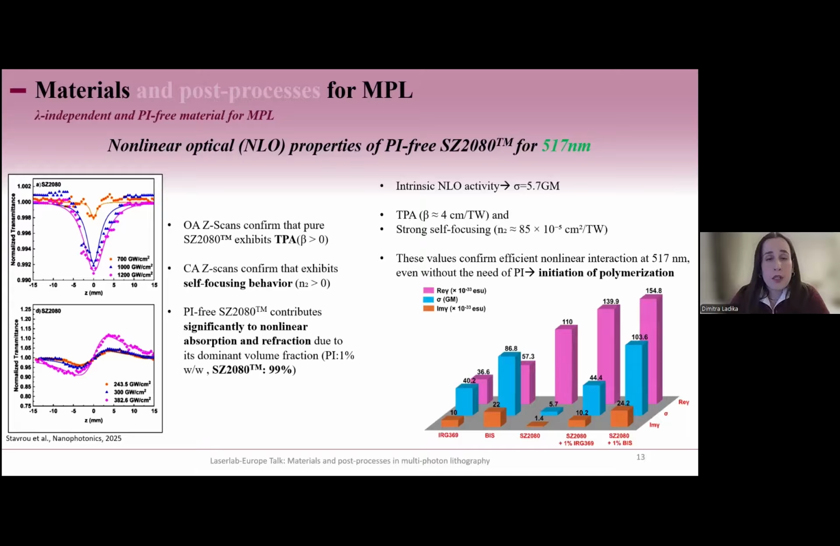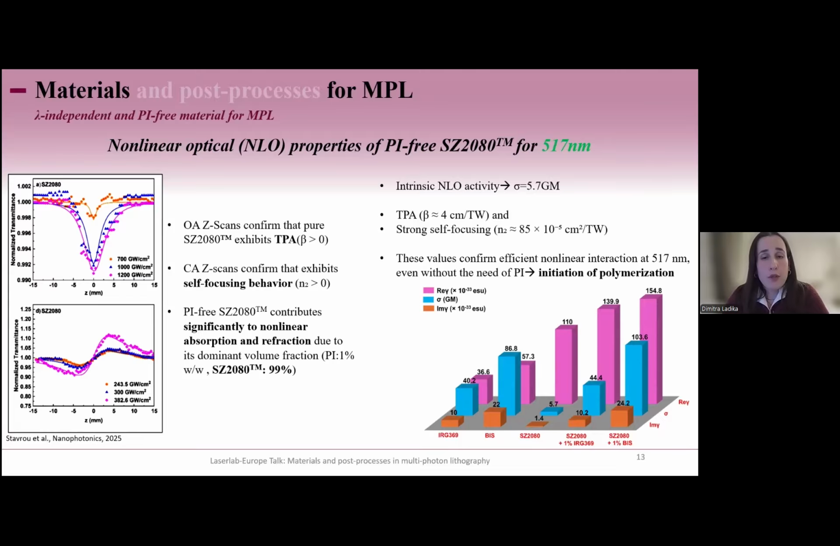Specifically here we can see the nonlinear optical characteristics. And what we saw from fabrication, now we saw also from the characterization aspect, is that we can have initiation of polymerization without the need of PI. And due to the absorption spectra that we saw, 517 nanometers was the most accurate for this purpose.